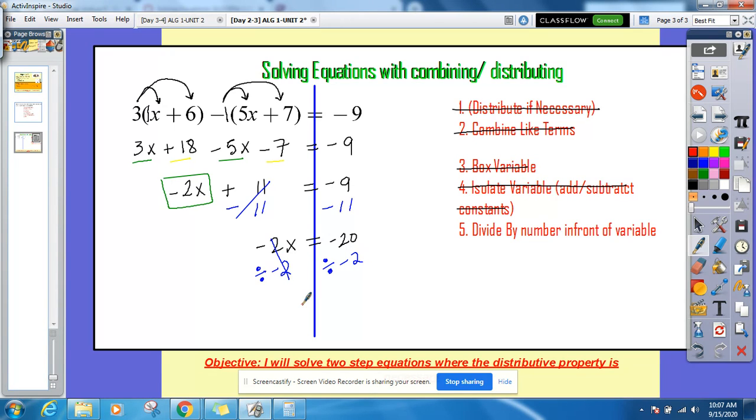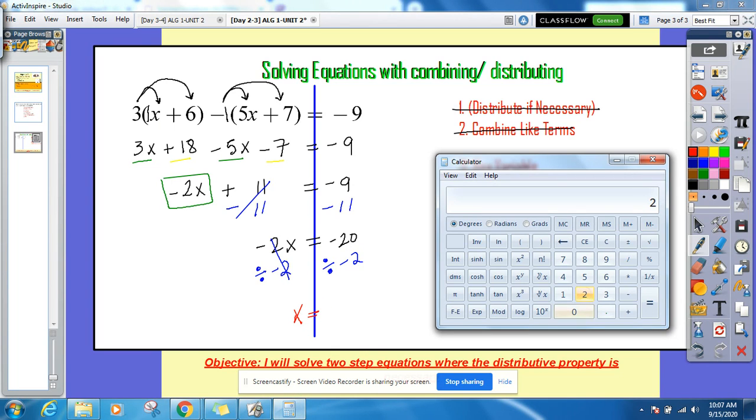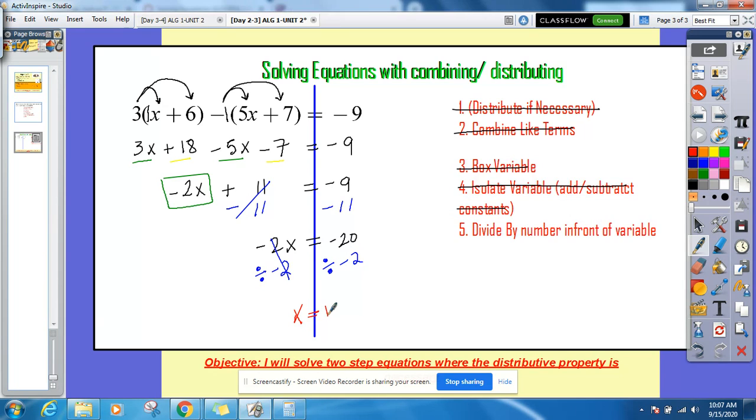We're left with x is equal to negative 20 divided by negative 2. We have 10. So x is equal to 10, right? So anytime I plug the number 10 into this equation, it will be true. And we've gone ahead and gone through our process. We're done.